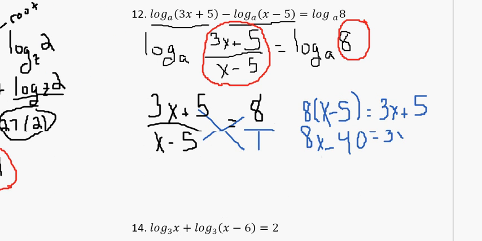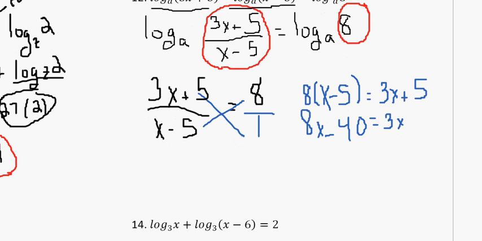Whoops, sorry, scroll down again. 3x plus 5. Solving my equation, subtracting 3x from both sides, adding 40 to both sides. I get 5x equals 45, so x equals 9.